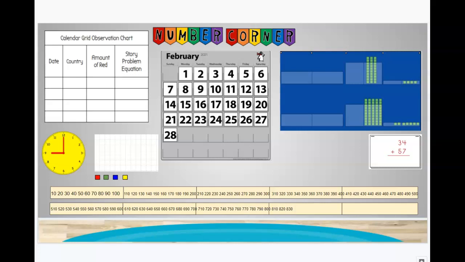For Number Corner today, we are going to be working with our daily rectangle. We are going to introduce something called the base 10 bank. You won't need any materials today. Let's get started.